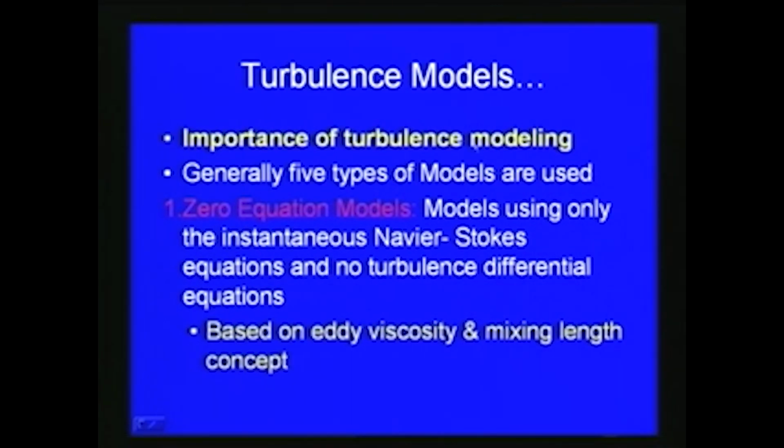So, generally in literature there are 5 types of turbulence models. First one is the zero equation model, which is based upon the eddy viscosity and the mixing length concept. Here we do not directly use the turbulence differential equation, but we use the eddy viscosity and the mixing length concept. So, this is the approach called a zero equation model.